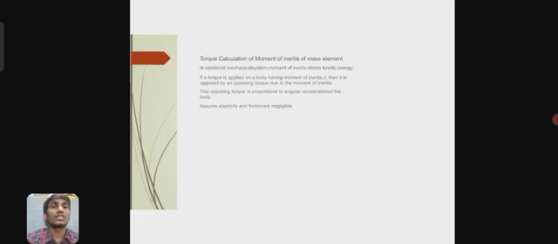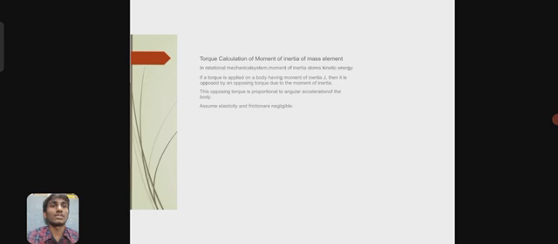So coming to the torque calculation of a moment of inertia element. In a rotational mechanical system, the moment of inertia stores kinetic energy. If a torque is applied on a body having moment of inertia J, then it is opposed by an opposing torque due to the moment of inertia. So if we apply a torque on a body, an opposite torque is generated due to the moment of inertia.